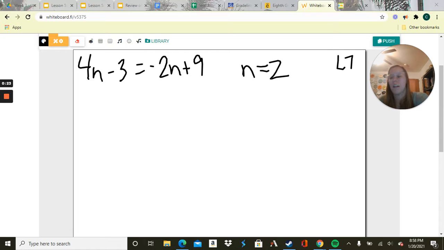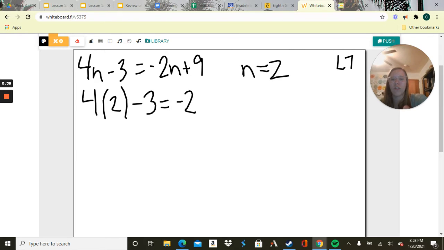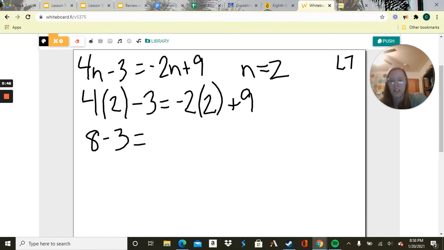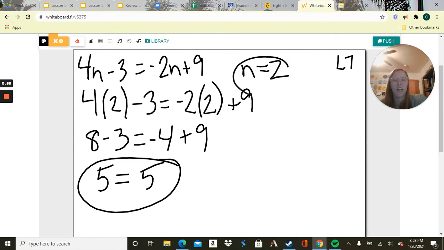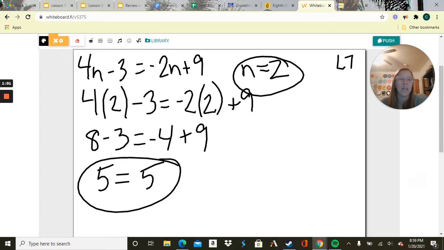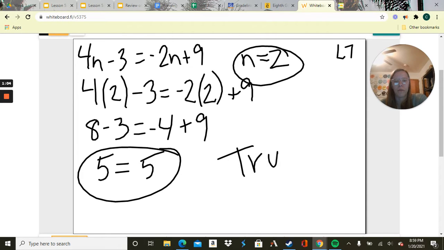So how we do that, we're going to plug in 2, so we rewrite 4 times 2 minus 3 equals negative 2 times 2 plus n. Now we're going to distribute that 2, so we have 8 minus 3 equals negative 4 plus 9. So we simplify, 8 minus 3 is 5. Negative 4 plus 9 is also 5. Those equal each other, so n equals 2. I don't want to say negative. N equals 2 is a solution, so it's going to be true.